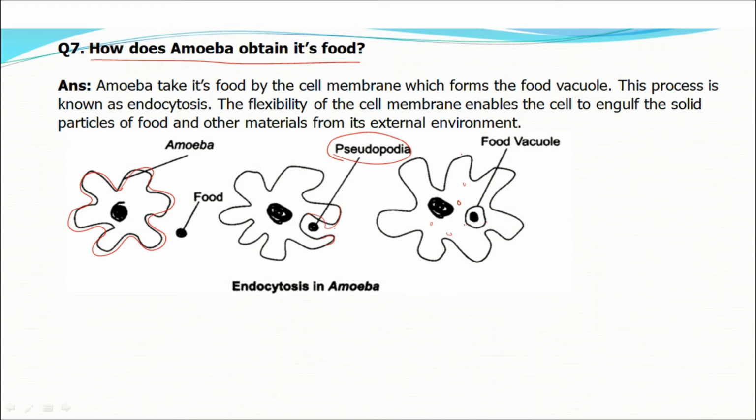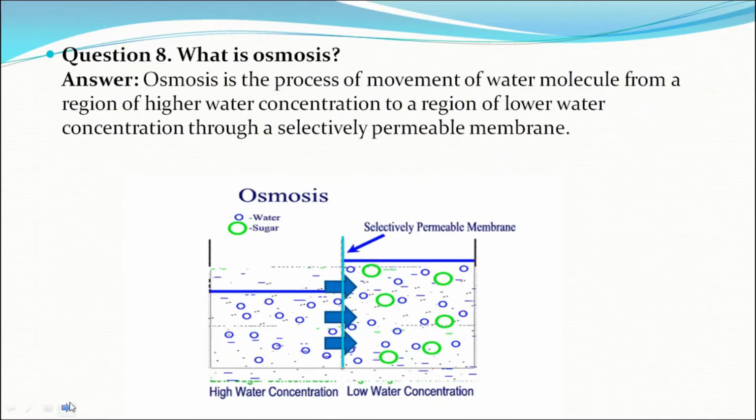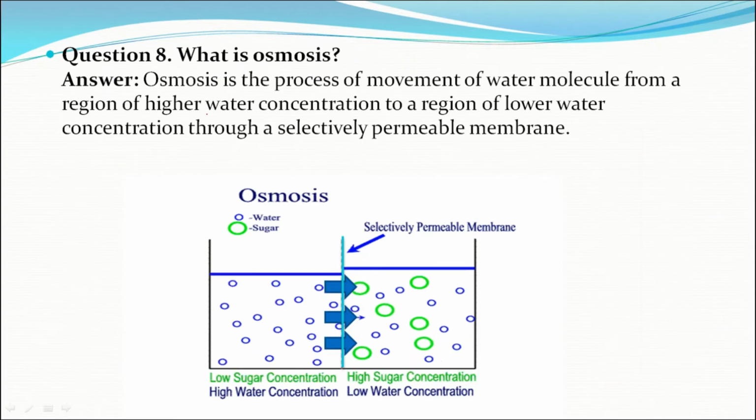And this process is known as the endocytosis. What is endocytosis? Intake of food by the cell membrane which forms the food vacuole is known as the endocytosis. So in this way, amoeba obtain its food from the external environment. So now our next question is, what is osmosis?